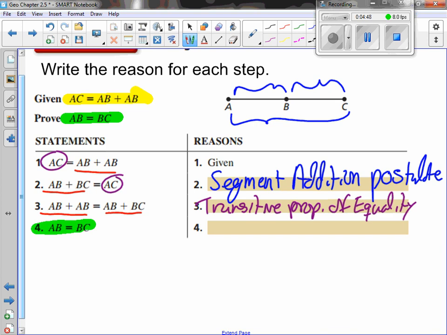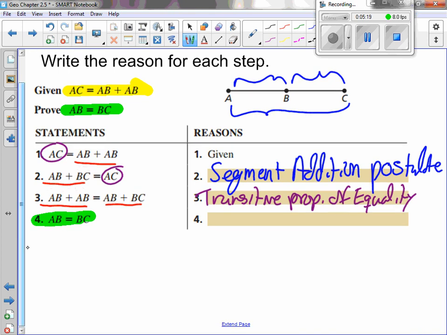Because when we looked at the transitive property of equality, we were saying if A equals B and B equals C, then A equals C. A equals B, C equals A, because these are the same, so we hooked them together. Because they have something in common, AC, on both of those two statements, and we set them equal, it's transitive. Transitive property of equality.